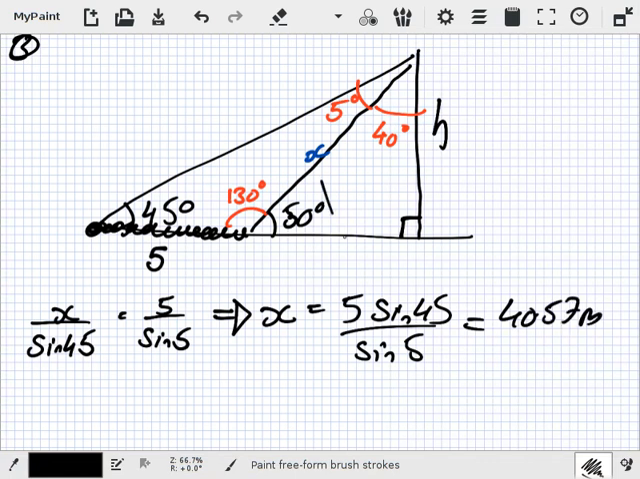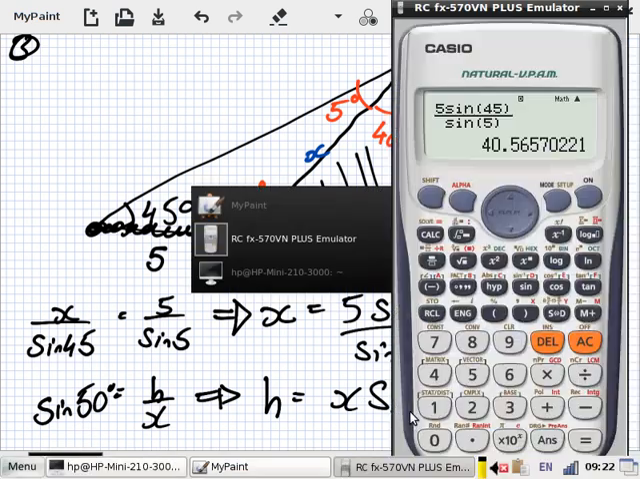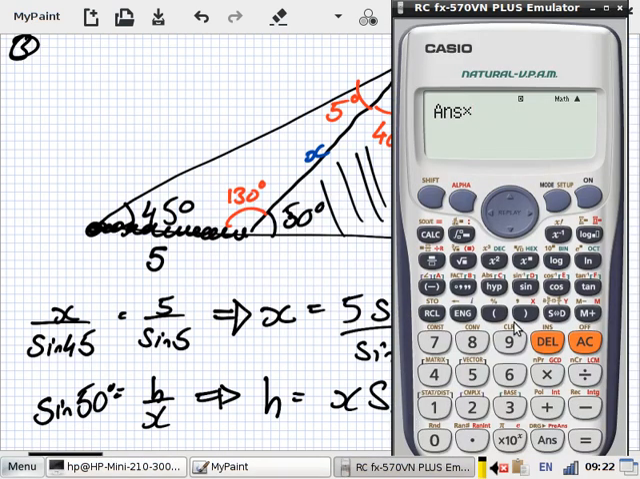Now, if we look at this triangle, it's a regular right angle triangle, so we can just use our SOHCAHTOA. So we can say that sine 50 degrees is equal to h over x. So that means h is equal to x sine 50, where we worked out the x just one moment ago. So using our 40.57 and multiplying it by sine 50. Great, let's have a look here. 31.1.